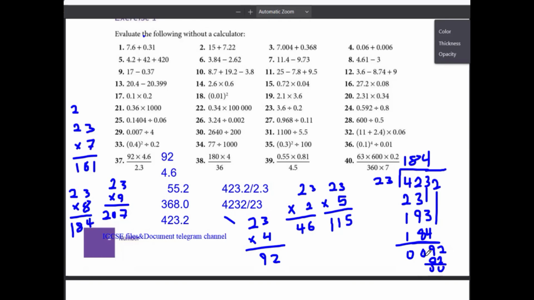Are we clear? It's clear, but it's tricky, you know. Yes, I know it is a little bit longer.